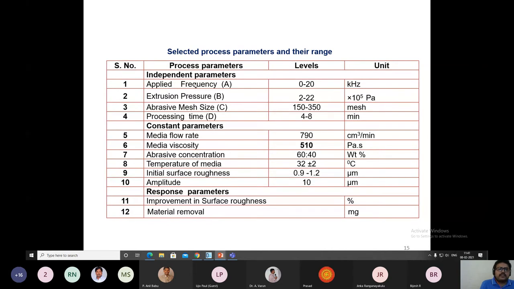So I kept this as the first input parameter or factor, and I can vary it from 0 to 20. I have taken five levels. Extrusion pressure also has five levels; this is the second factor. Abrasive mesh size is the third factor, and processing time is the fourth factor. And these are the levels.